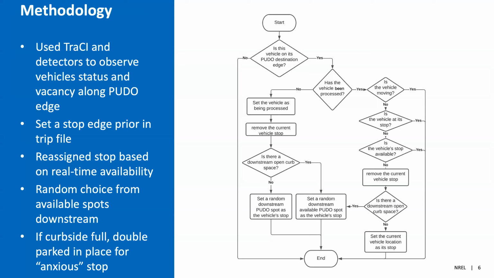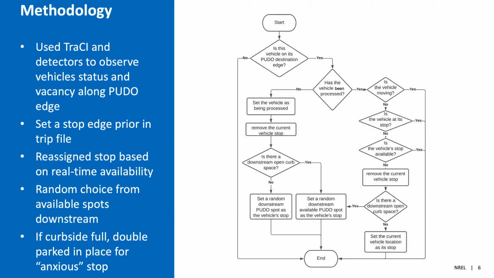So what we did is we used TraCI and detectors to observe vehicle status and vacancy along the pickup drop-off edge. Before we run the simulation, we set up a trip file, and in that we set a stop edge prior in the trip file so that the vehicle will go to that edge. So far, everything is default in SUMO.